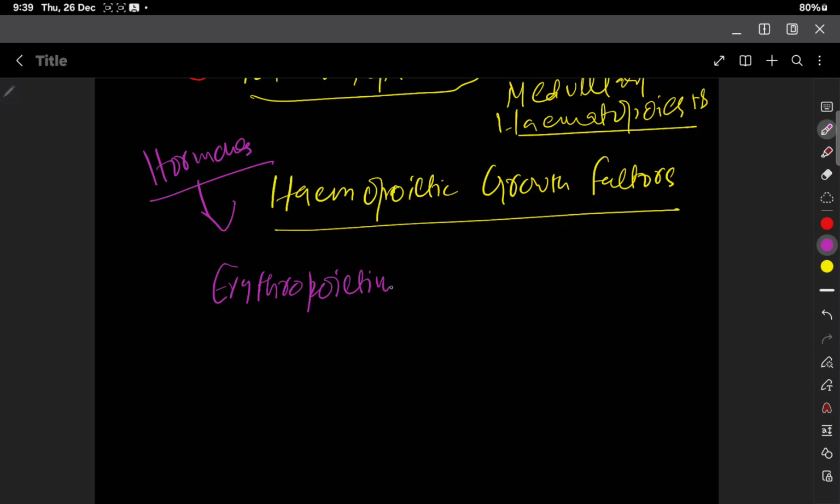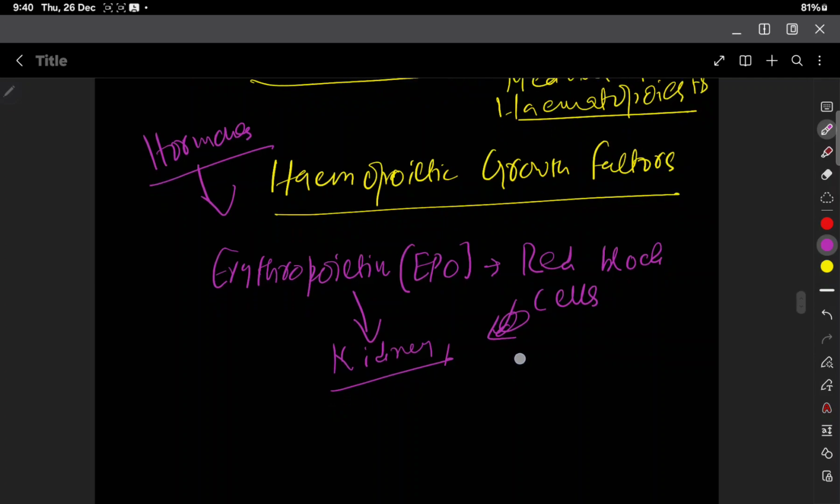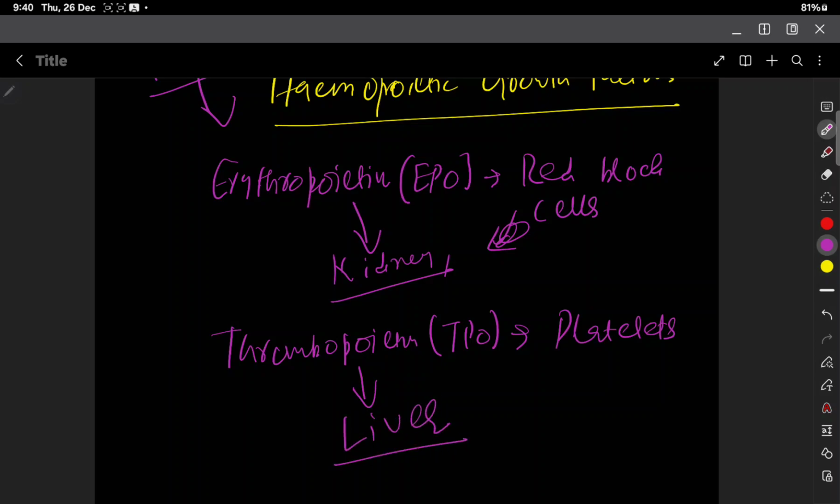You might have heard about erythropoietin injections. I will write it in short form, EPO. This is for red blood cells, and it is produced from the kidney. So it regulates the differentiation and proliferation of red blood cells. Similarly, there is another hormone called thrombopoietin, or TPO. This is for platelets, and it is not produced from the kidney, it is produced from the liver. These questions may be asked in competitive examinations. So erythropoietin is produced from the kidney, and thrombopoietin is produced from the liver. It regulates the formation or differentiation of platelets, while EPO regulates the differentiation of the RBCs.